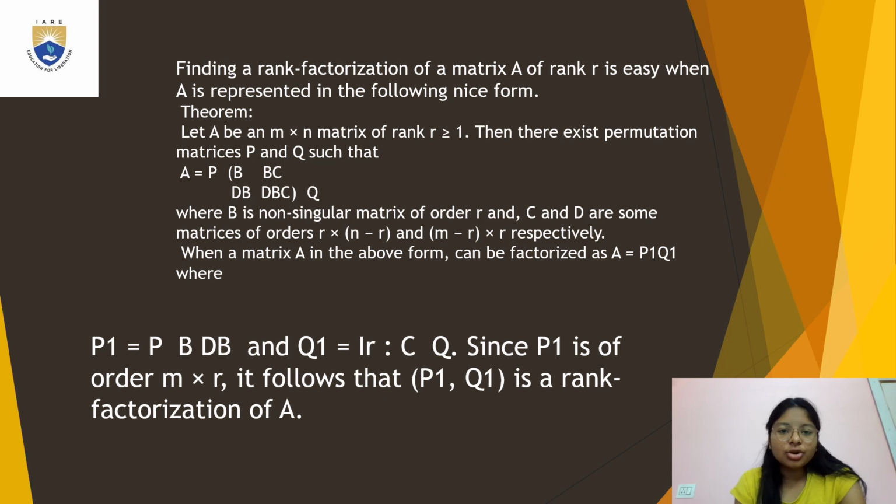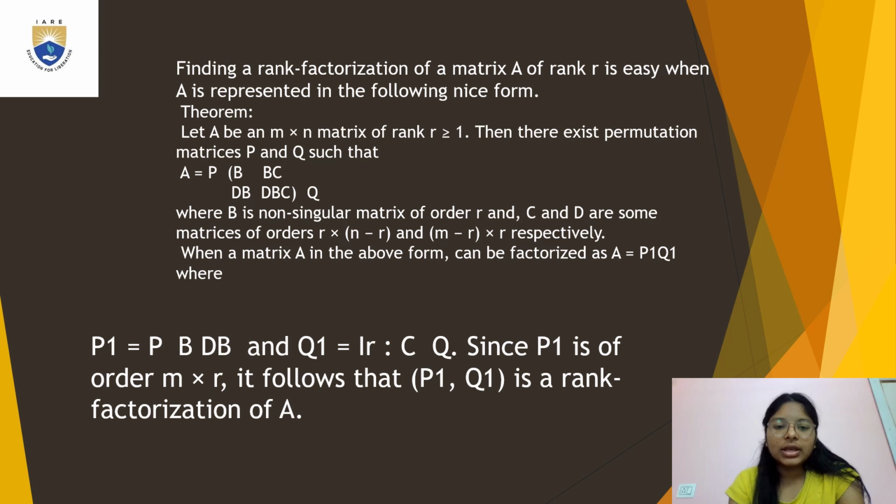Finding a rank factorization of a matrix A of rank r is easy when A is represented in the following nice form. The theorem is: let A be an m × n matrix of rank r greater than or equal to 1. Then there exist permutation matrices P and Q such that A = P [B, BC; DB, DBC] Q, where B is a non-singular matrix of order r, and C and D are matrices of order r × (n − r) and (m − r) × r respectively.